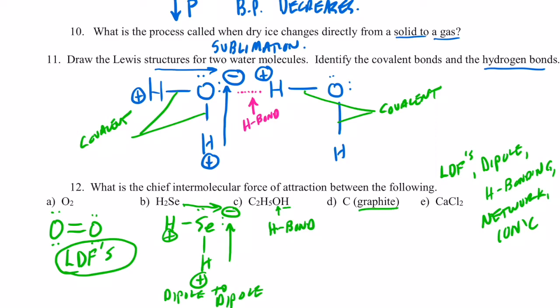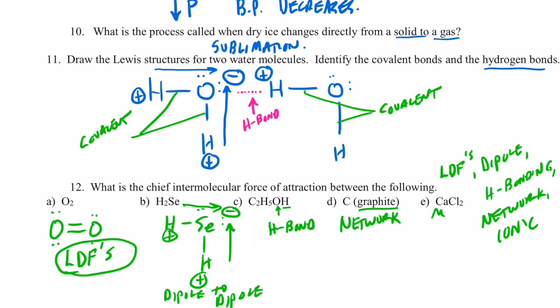Graphite, I gave that away earlier. It's just carbon atoms, but the melting and boiling point is super high, so LDFs can't account for that. So that must be network covalent, where the carbon atoms are actually held together by covalent bonds within a layer. And between the layers, they're held together by London dispersion forces. So graphite, we can split those layers up fairly easily, but within the layer, it's hard to tear those carbon atoms apart.